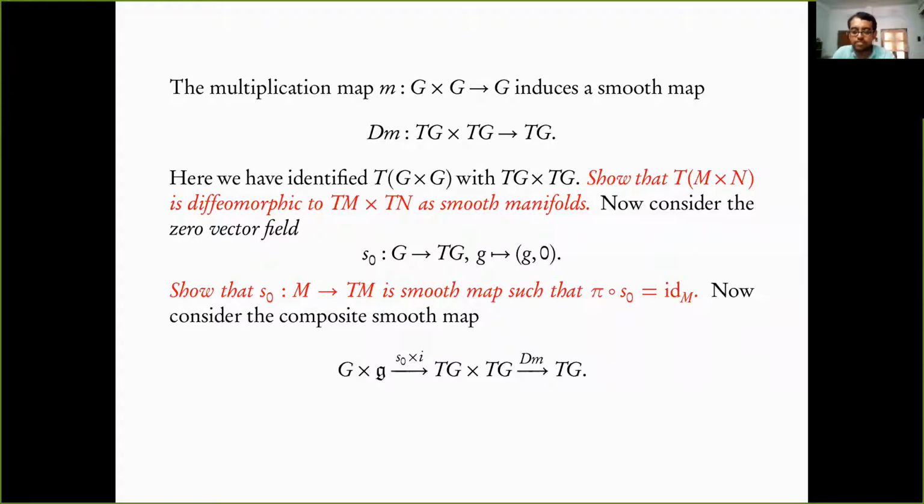So what is the big deal about this? Well, the big deal is that this composition is nothing but the map psi that we have defined. That is left as an easy exercise for you to check. So this proves that the map capital Psi is actually a smooth map, because it's a composition of two smooth maps: Dm precomposed by the zero section cross the inclusion. Okay. So any questions or comments so far?